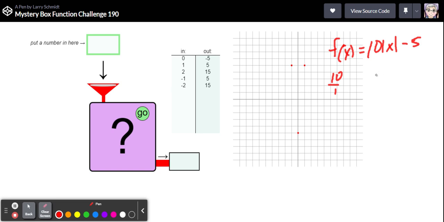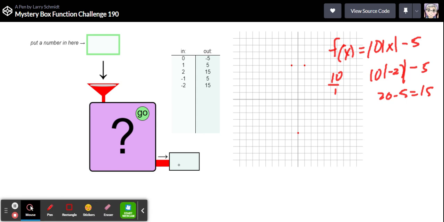Let's put in a -2. So 10 times the absolute value of -2 minus 5. Well, absolute value of -2 is 2, so that's 2 times 10 is 20 minus 5. That's 15. And that looks right. I think we've got this. Let's go ahead and check. Yeah, so f of x equals 10 times the absolute value of x minus 5.